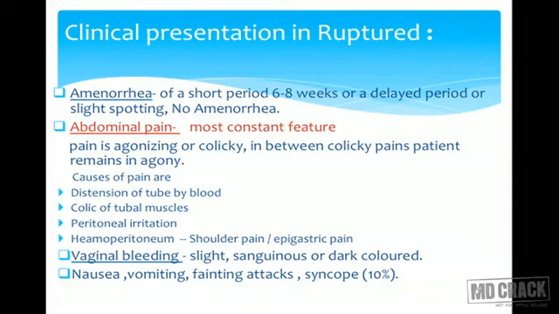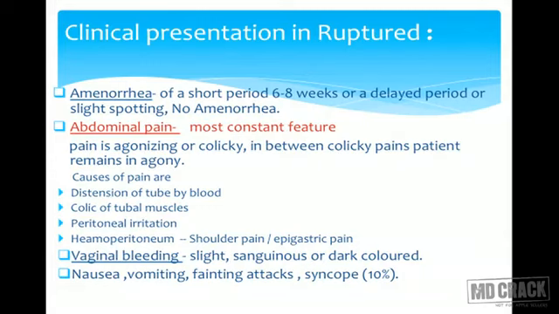Now why is there pain? This pain is because wherever that ectopic is located, it is distending that site. So distension of the tube, the peritoneum getting stretched, leads to pain. Colic of tubal muscle, peritoneal irritation, and hemoperitoneum: all these factors contribute to the pain in ectopic pregnancy. Hemoperitoneum, because of peritoneal irritation, can also lead to shoulder pain or epigastric pain along with abdominal pain. Vaginal bleeding, the third symptom of the triad, can be slight, sanguineous or dark in color.